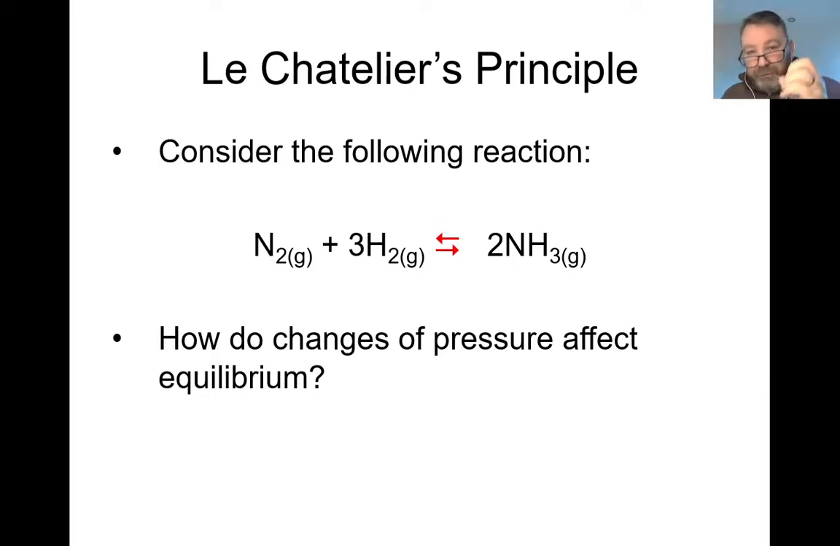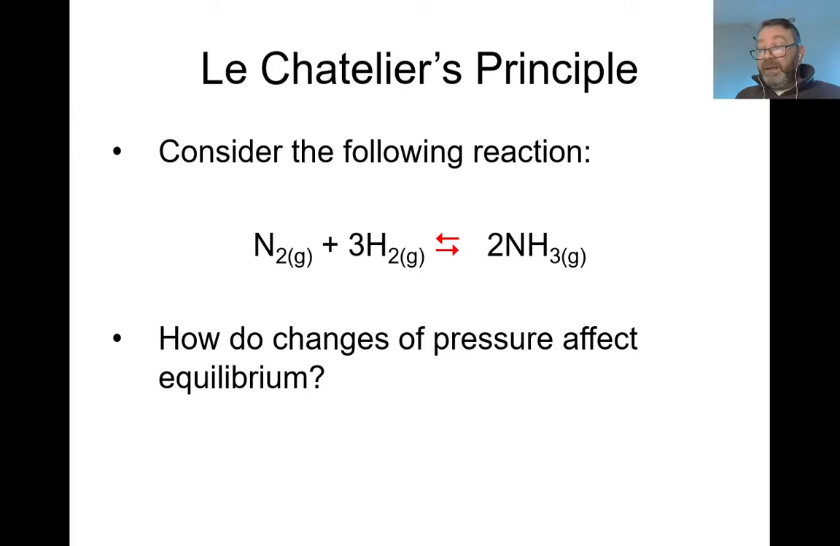What does temperature do? If I decrease the temperature, it favors the exothermic reaction. If I increase the temperature, it favors the endothermic reaction. If I increase concentration, it'll move away from the species that's being increased. And if I decrease the concentration, it will move towards the species. So keep that in mind.